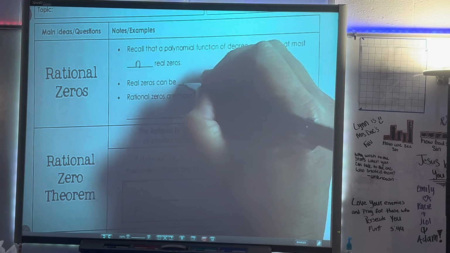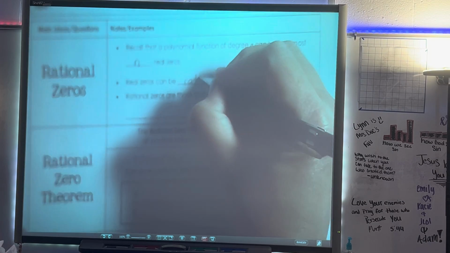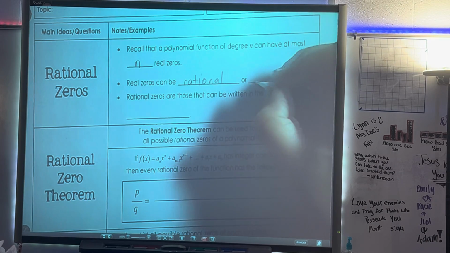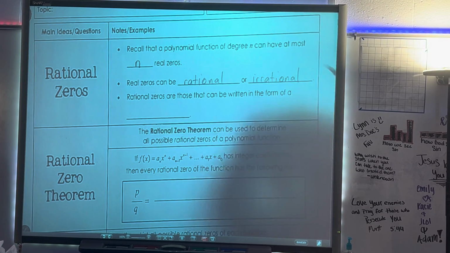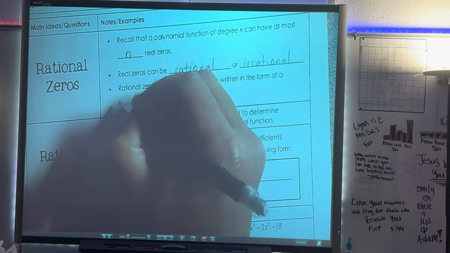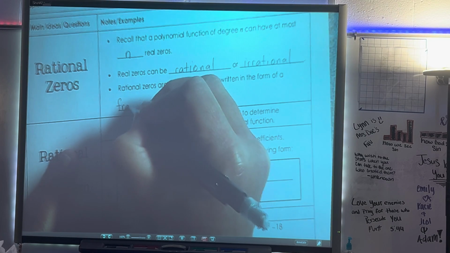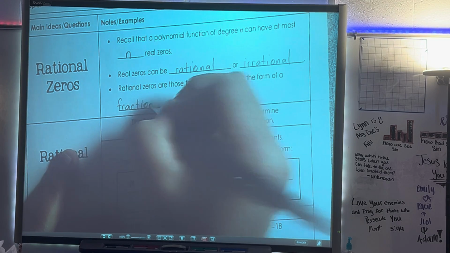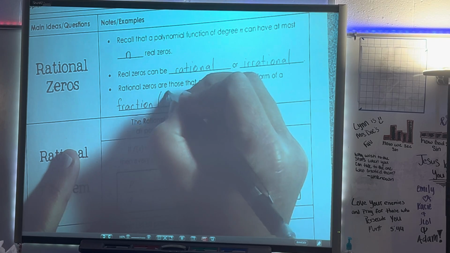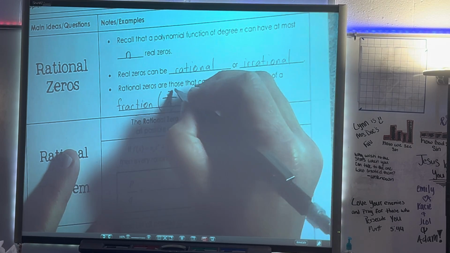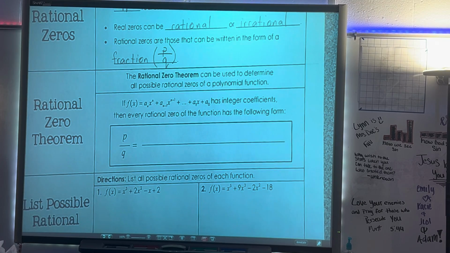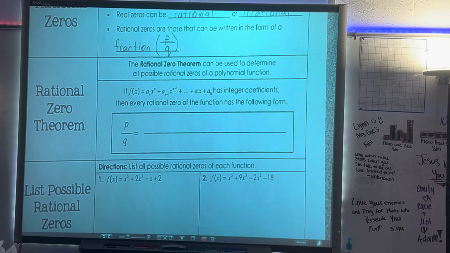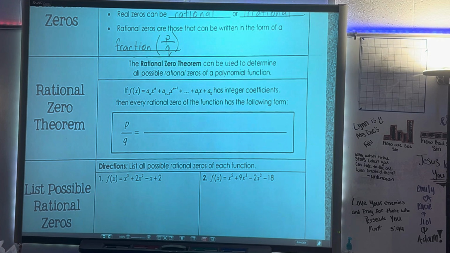So the real zeros can be either rational or irrational. Rational means they can be written as a fraction. So we're going to get numbers in the form of p over q, and of course, q is not going to be able to be 0. All right, so with the rational zero theorem, we can find all these zeros.